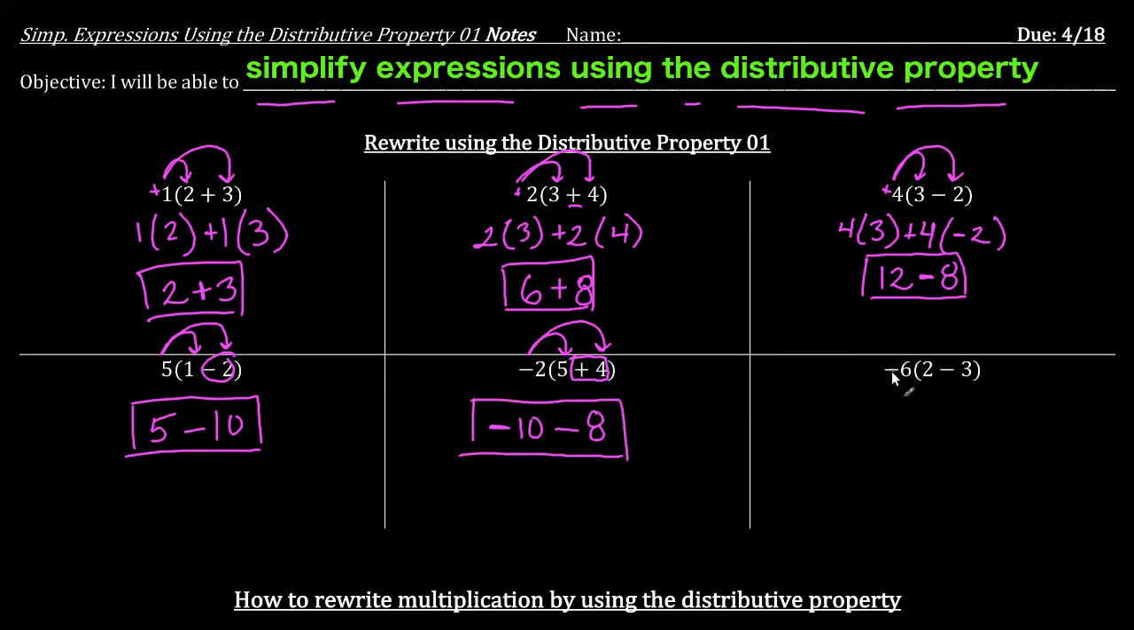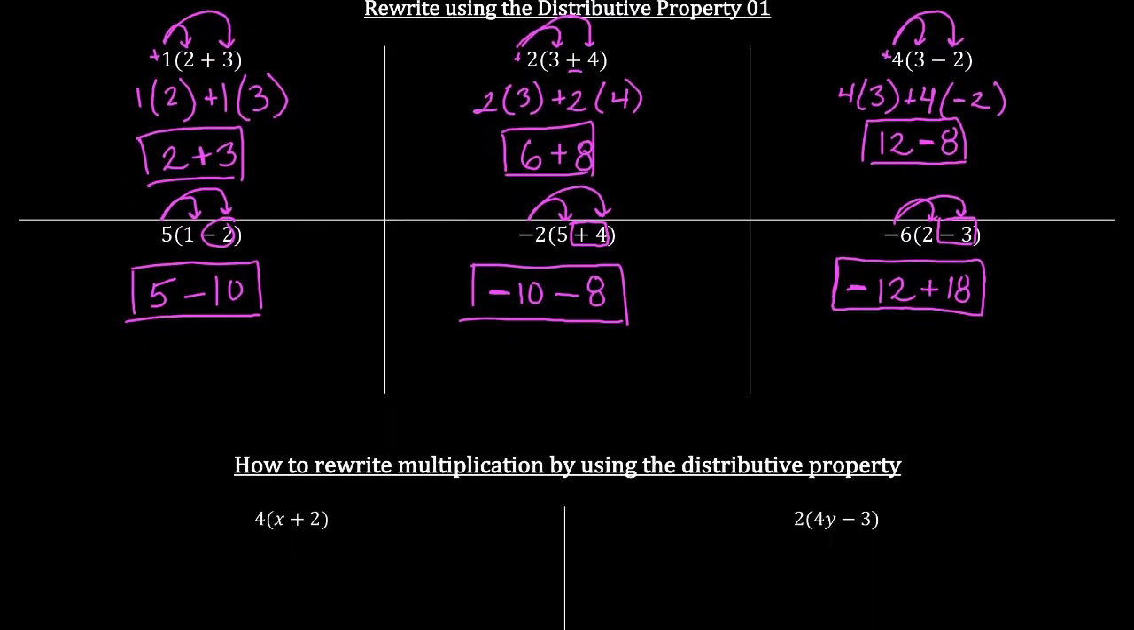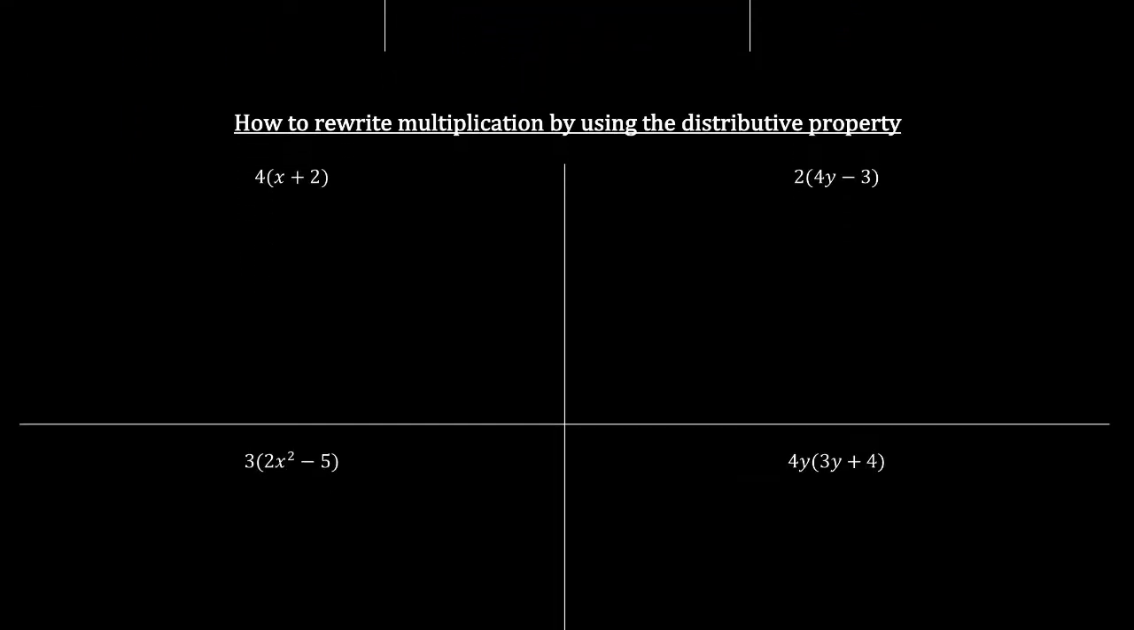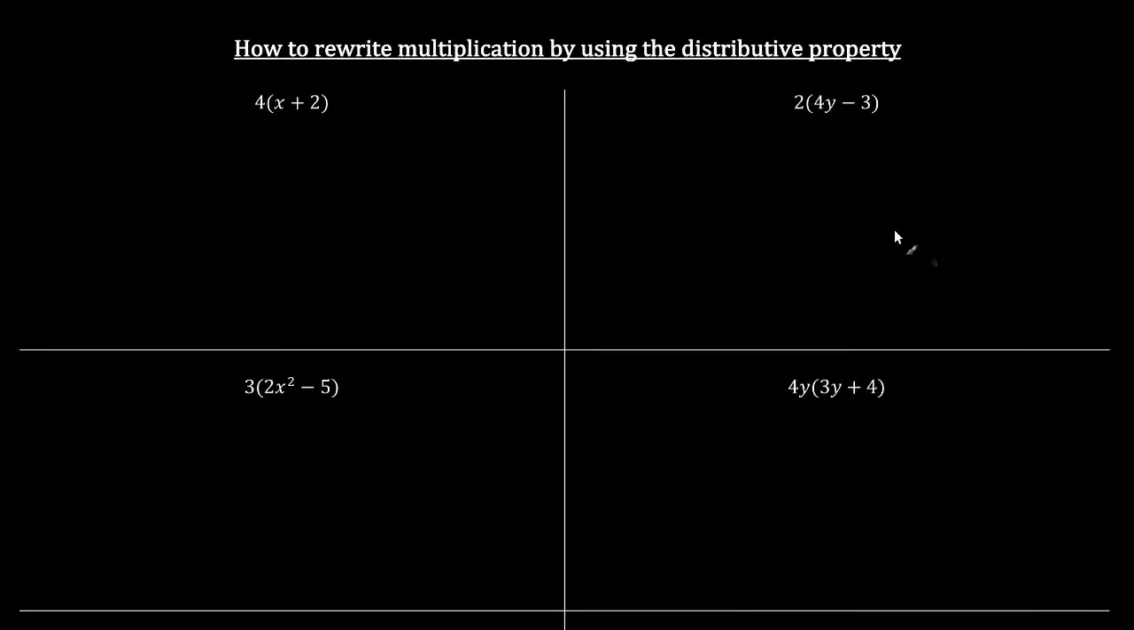One more. So a negative times a positive is a negative. 6 times 2 is 12. A negative times a negative would be a positive, so I'm going to write plus. 6 times 3 is 18. Negative 12 plus 18. All right, so that we've done before, or you've seen. You may not remember everything about it, but it gets the general idea. Now we're going to do it with variables.